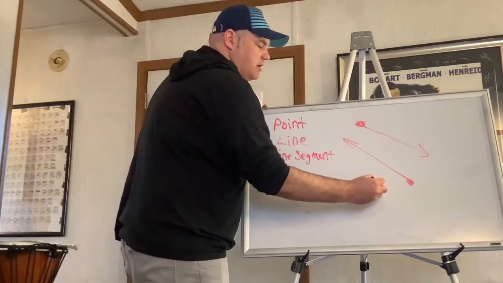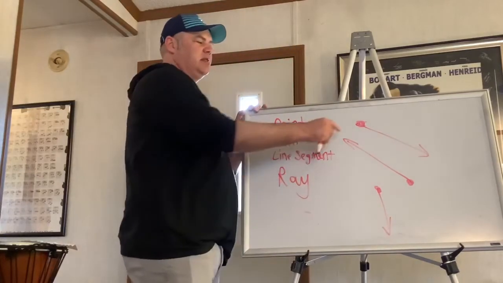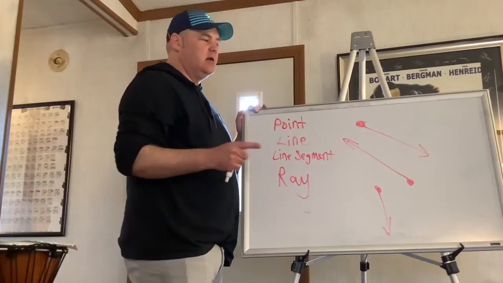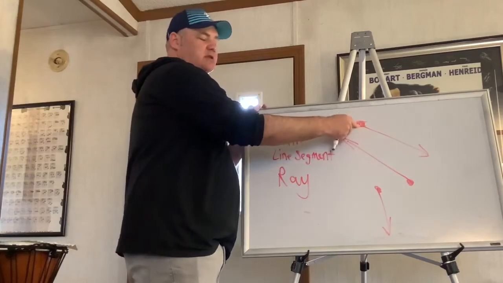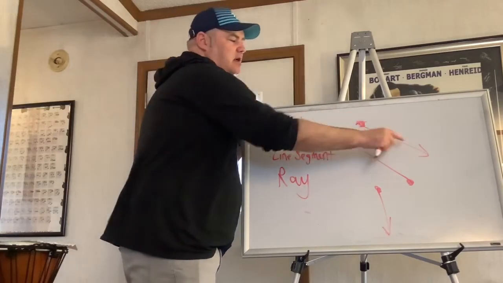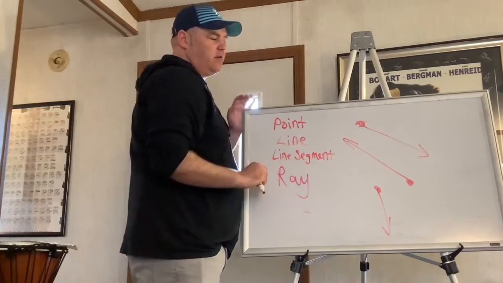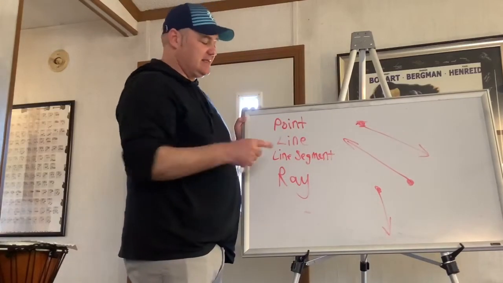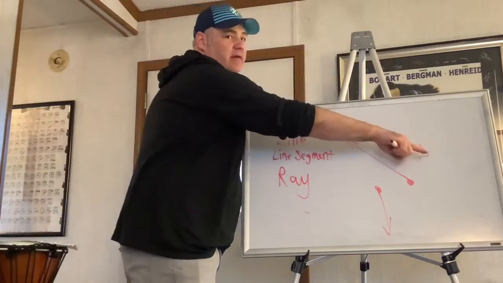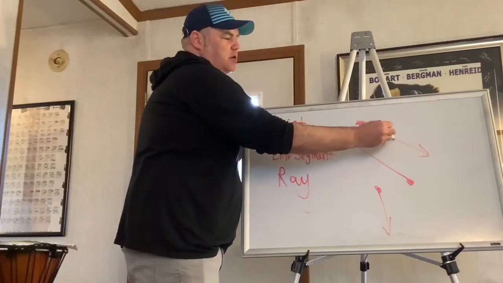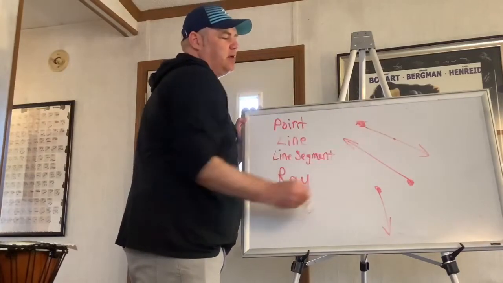You could have a ray that goes straight down, okay? But the difference between it and a line is it starts somewhere. It starts and then goes. It doesn't go both directions forever. The difference between it and a segment is it goes on forever in one way, okay? So there's no starting and stopping point.